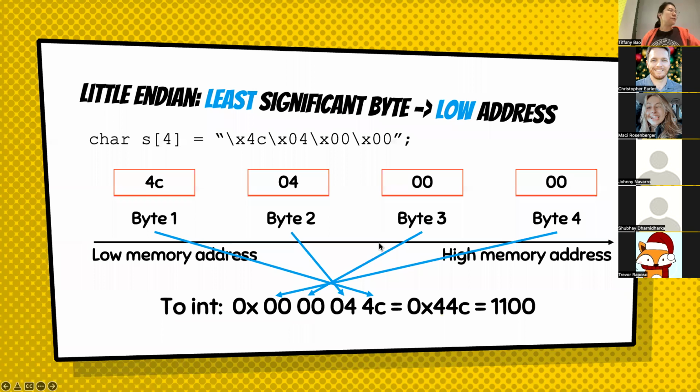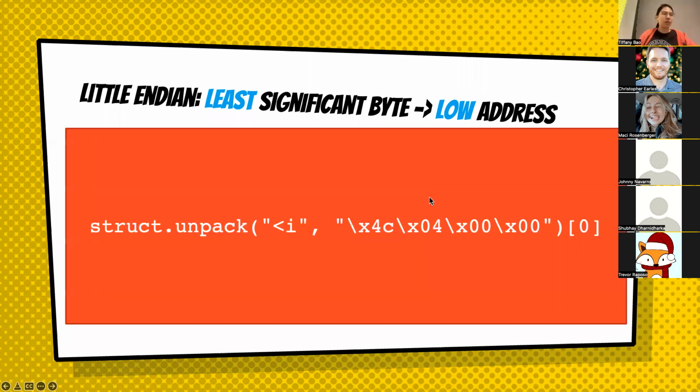And similarly, if you already have those 4 bytes and you want to convert them into an integer, you can call struct.unpack, and the first argument, again, is the format. So it is the smaller-than sign for little endian, and I means that it's going to be an integer. Okay. And then the next argument of unpack is the string or the bytes that you want to convert.